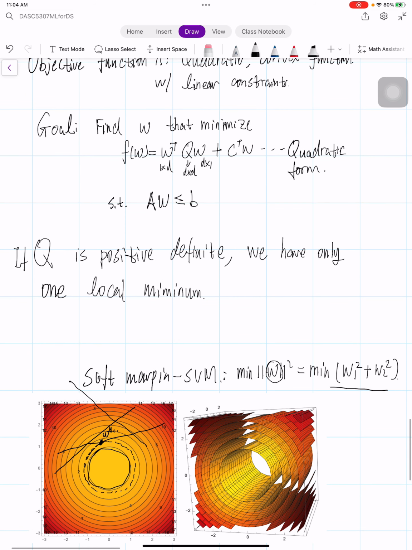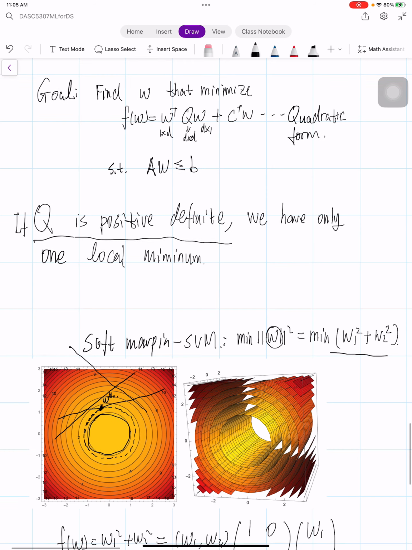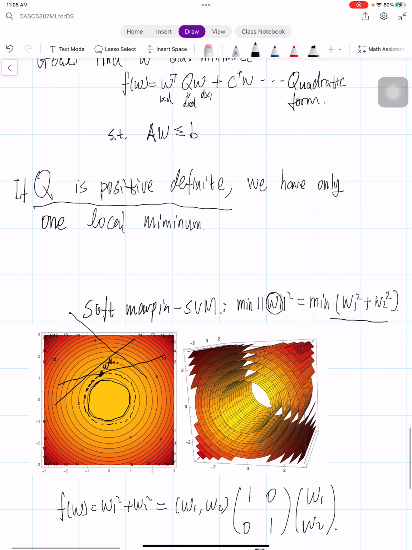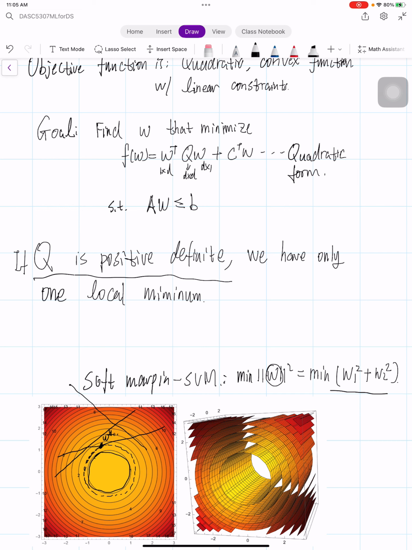Usually we want to solve problems where Q is positive definite. So what does positive definite mean? It means all the eigenvalues are positive. What if Q is not positive definite? Then the optimization function in this case is not convex, and the minimum may not be unique. So that problem is a little bit harder.